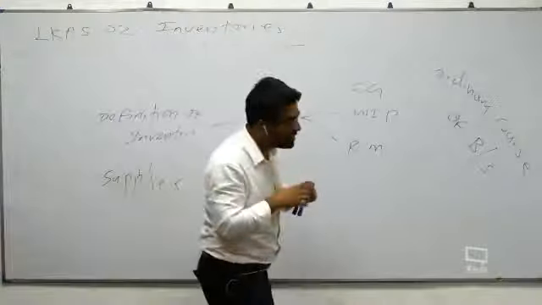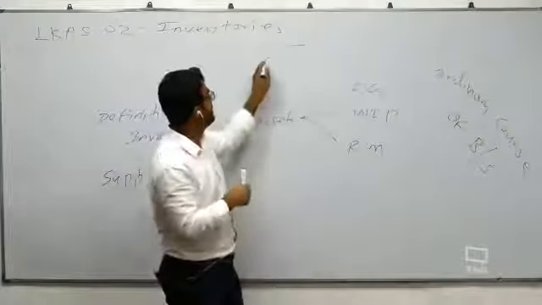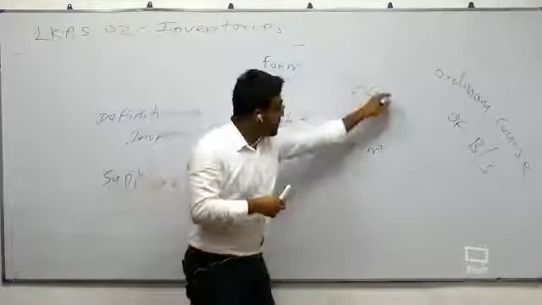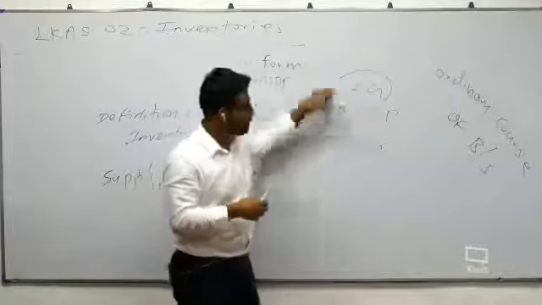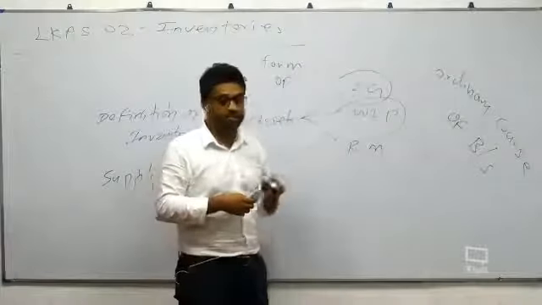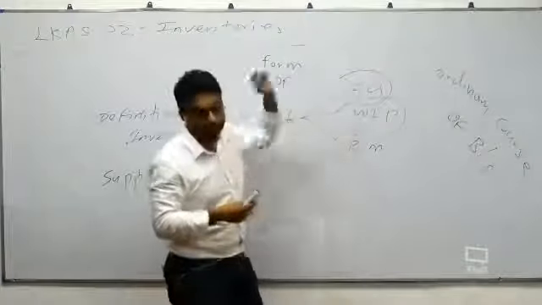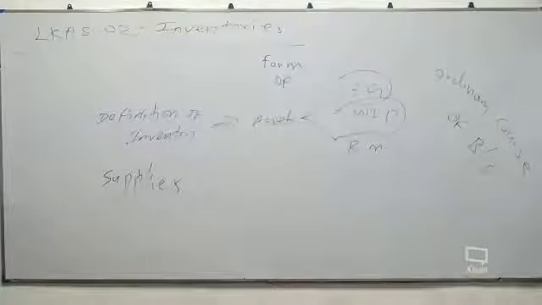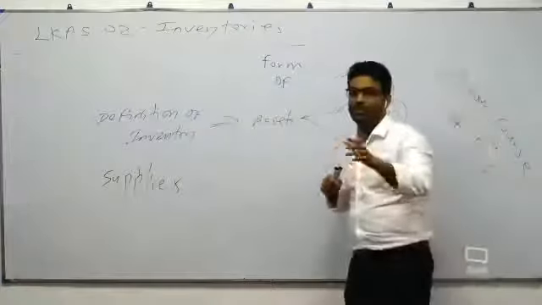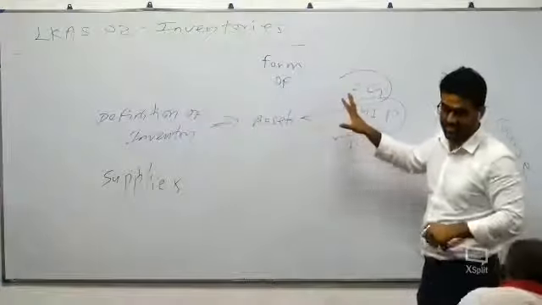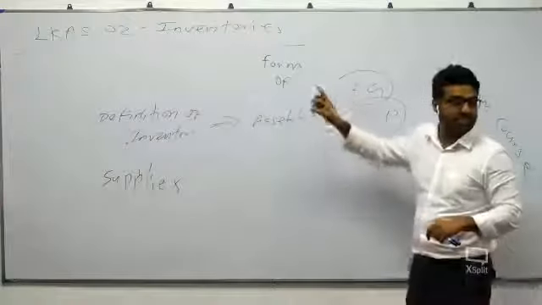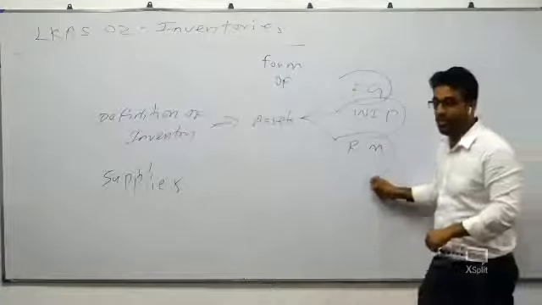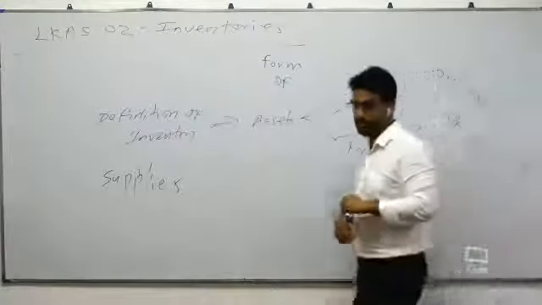Inventories are assets that are held in the form of finished goods, work in progress, or raw materials. Very simple to remember. You can't forget this definition. It's easy to remember. Inventories are assets that are held in the form of finished goods, work in progress, or raw materials.